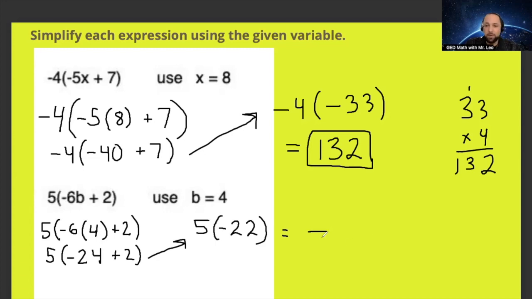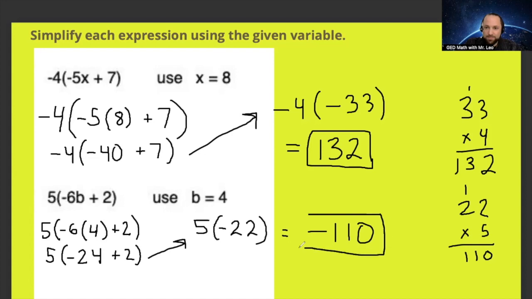If you love to hate, you're a hater. So let's do the math. I'm going to do it on the side here. 22 times 5. All right, 5 times 2 is 10. Carry the 1. 5 times 2 is still 10. Include the 1. That is 11. Looks like 110. Final answer, negative 110.